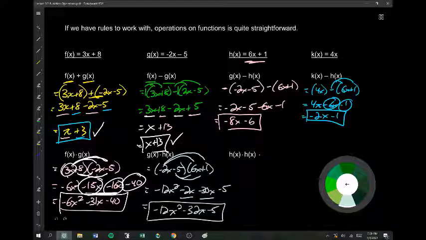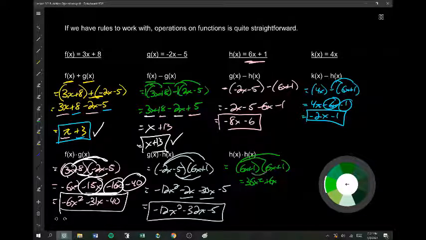Finally, we have h of x times itself. This is h of x times h of x. 6x times 6x is 36x squared. 6x times 1 is 6x. 1 times 6x is 6x. 1 times 1 is 1.